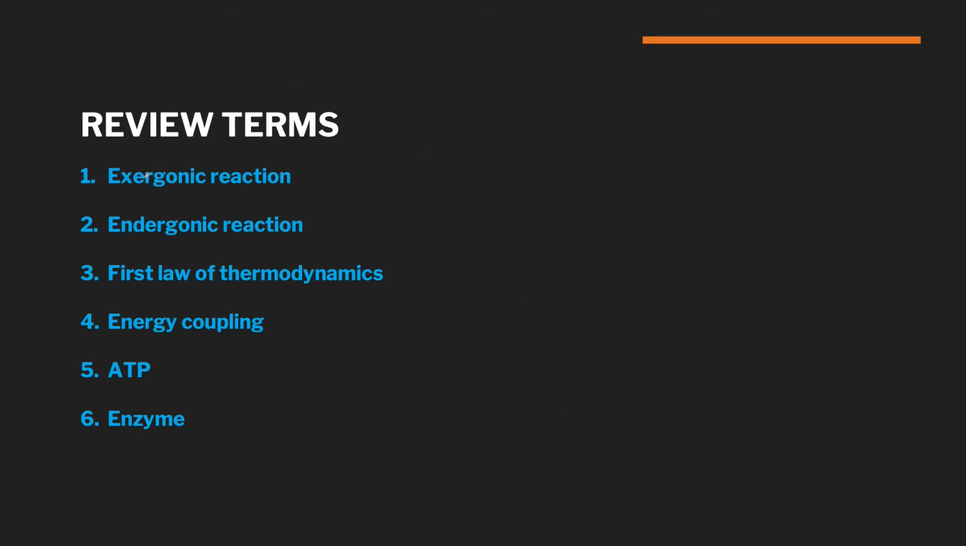Okay. So here's the terms you should have learned, right? Exergonic means energy releasing, endergonic, energy absorbing, right? The first law of thermodynamics is that energy cannot be destroyed or created, and so it has to just transfer from one form to another. So it goes from potential to kinetic and back and forth. Energy coupling is what we talked about, I showed you, where you take an exergonic reaction and drive an endergonic reaction. ATP is your adenosine triphosphate. And an enzyme is just a protein that makes reactions easier to happen, lowers that energy of activation.